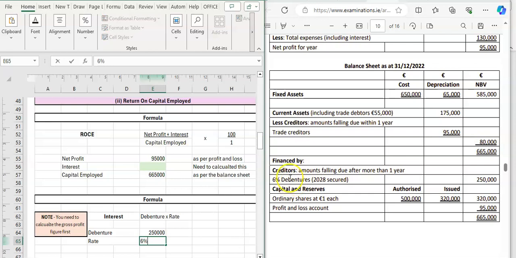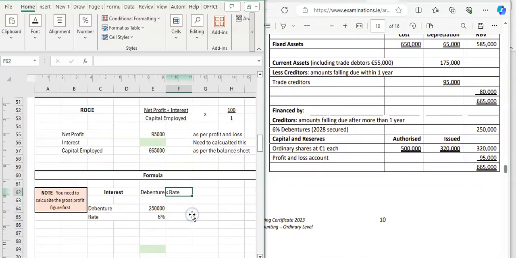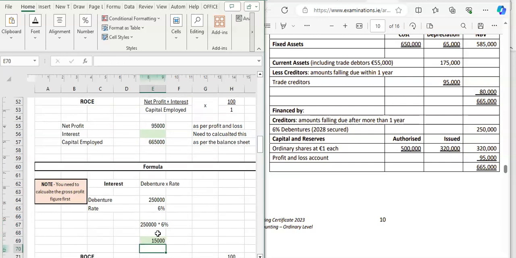So we're just going to gather all the figures we need, and then we're going to do our calculations. So debentures by rate: our debentures are 250,000, and we're multiplying that by 6%. So our interest is 250,000 multiplied by 0.06, which is 15,000. So now we can fill in our formula for our ratio.